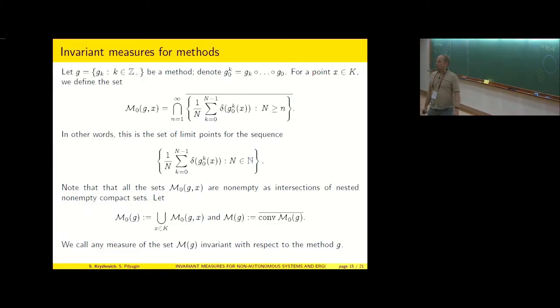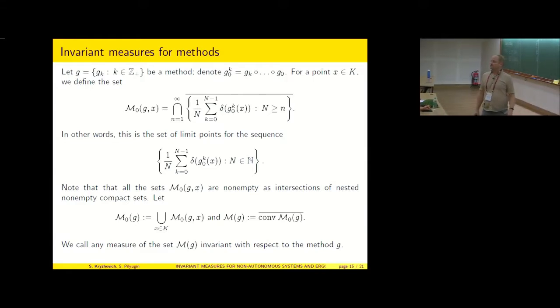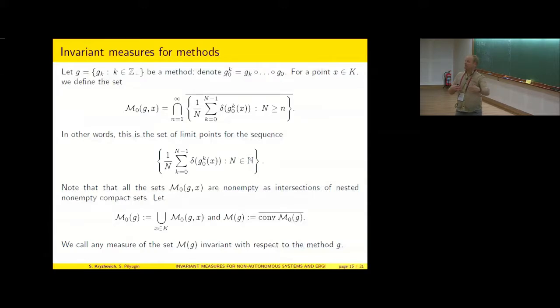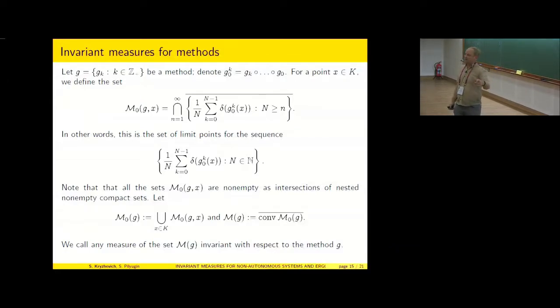So what do you mean by method? You mean you fix a family of maps? Yes, I have a fixed family of maps. I call it a method, and for this I can define a numerical invariant measure. This is a fixed sequence, but the maps are different. In principle, it could be iterates of one given map. Yes, it could be the same map. And if this is the same map, this is the classical invariant measure, which is what I'm going to show.